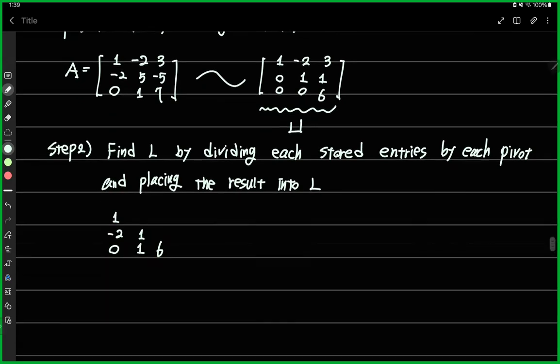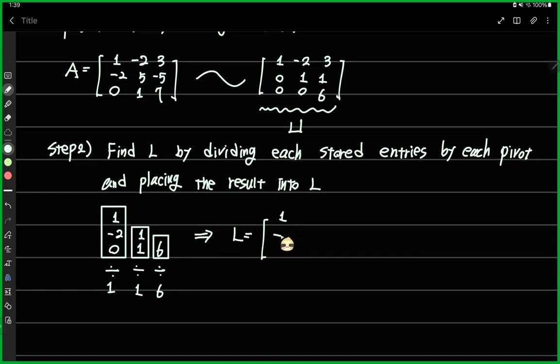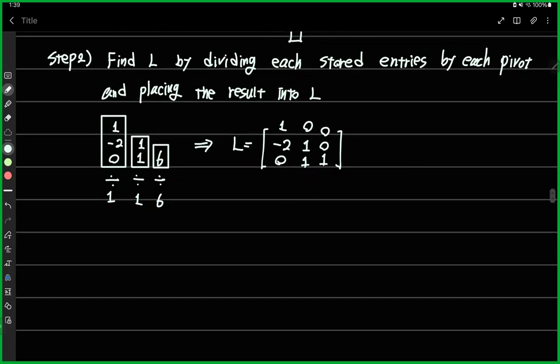So we divide the first column's list of entries by 1, because the pivot is 1. Divide by 1 for this one, and divide by 6. Doing that, we got L. It's 1, negative 2, 0, 0, 1, 1, and 0, 0, 1. Okay, now step 3.